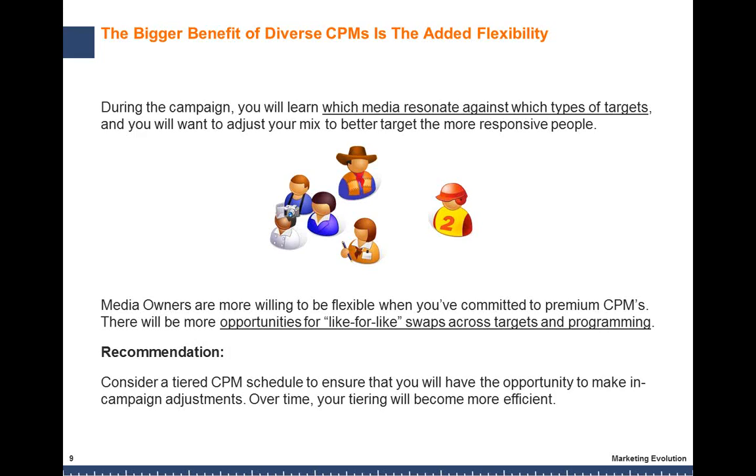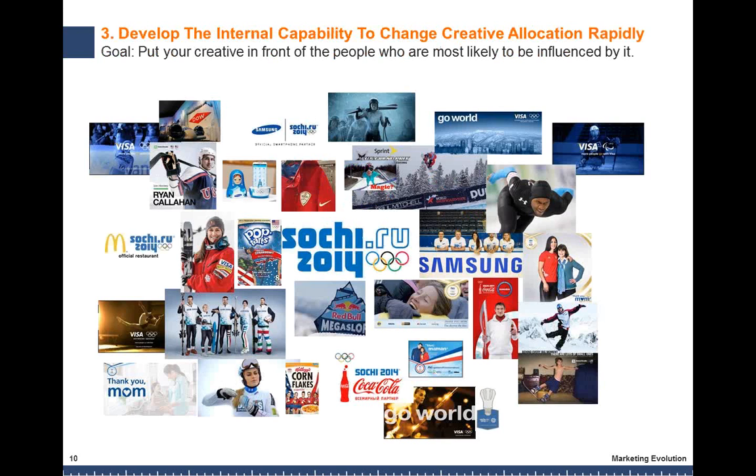The next core checklist item is this idea of developing the capability to change creative allocation rapidly. This is a very similar idea to what I just walked through, but because it's a creative change and not a media change, this really should be a costless change. And the goal here is the ability to put the creative in front of the people who are going to be most likely influenced by it.